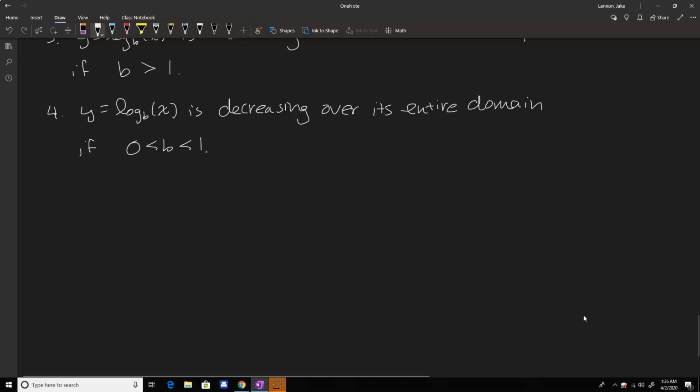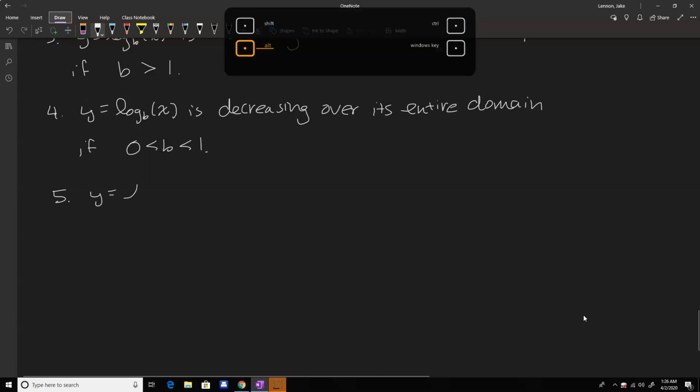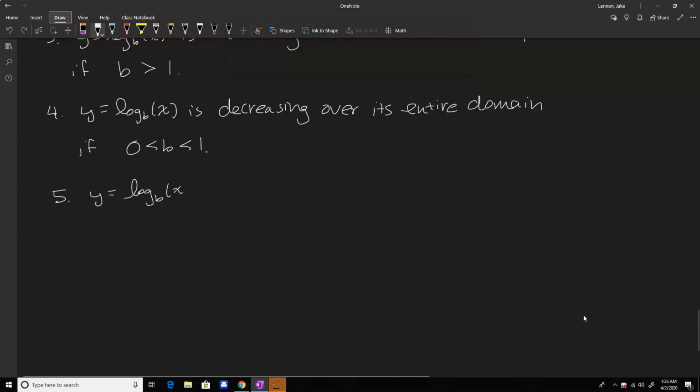So we could say 5, y equals log base b of x passes the horizontal line test. To be a function, you have to pass the vertical line test, but if you also pass the horizontal line test, that says you are a special type of function. Thus, it is a one-to-one function.